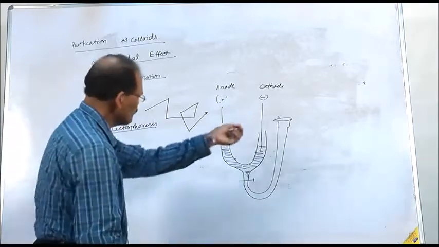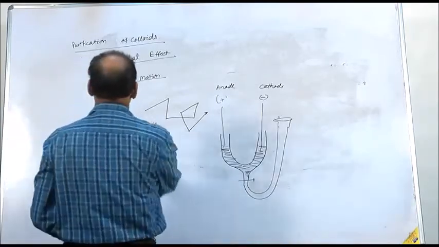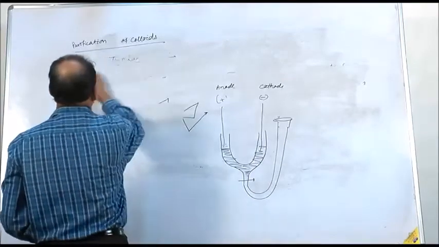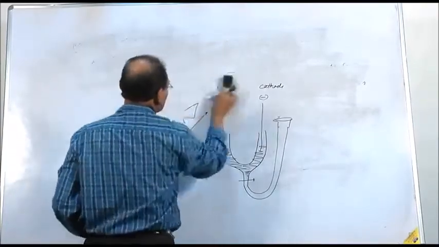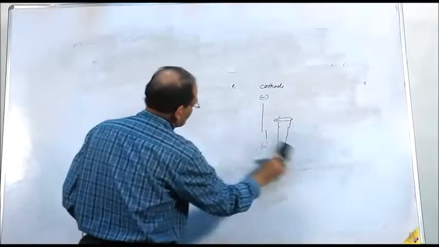Now next we have to proceed to coagulation. What is coagulation? Coagulation means precipitation of colloids.